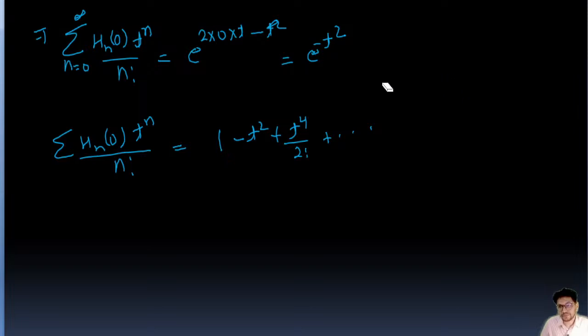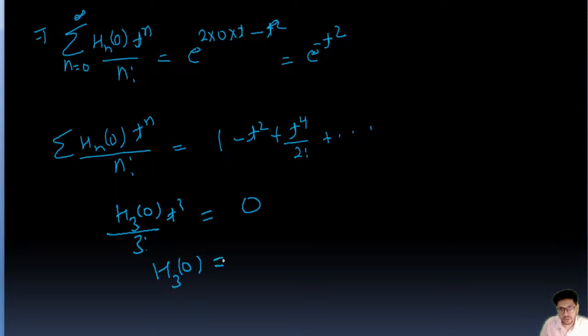Now we can easily find the value of H3(0) upon 3!, the t cube term, from here. Here you can see there is no t cube term, so this is going to be 0. That means the H3(0) value is 0. So we can easily expand it and find whatever value is asked.